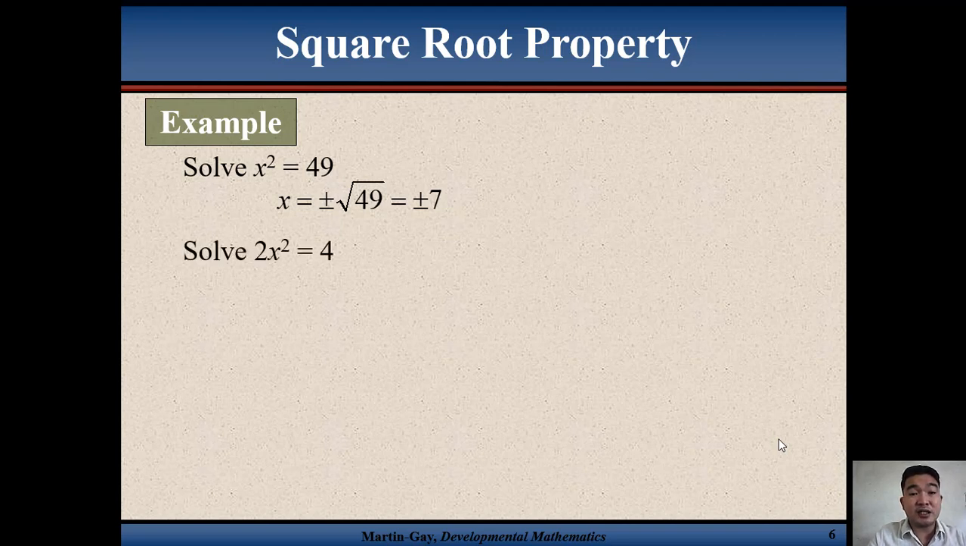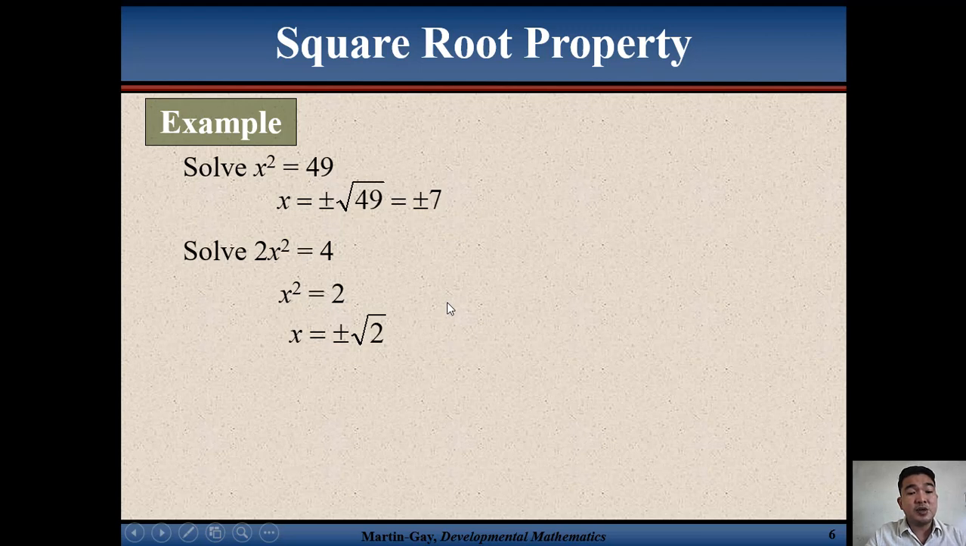Solve 2x squared equals 4. In this case, the value of a is not equal to 1. The value of a is equal to 2. So the first step that we have to do here is to eliminate the numerical coefficient of x squared by dividing the whole equation by 2. So we will be having x squared equals 2.